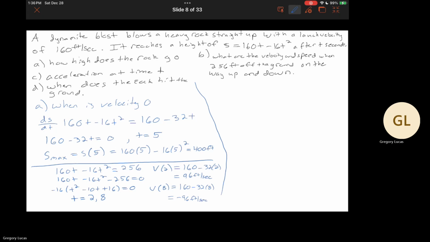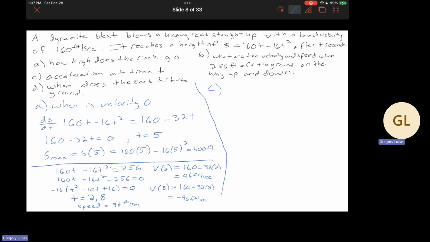Okay? So that makes the speed very easy. For the speed, we take the absolute value of them, so the speed is going to be 96 feet per second. Is that all we need for this part? Okay. Yep, we can move on to C now.